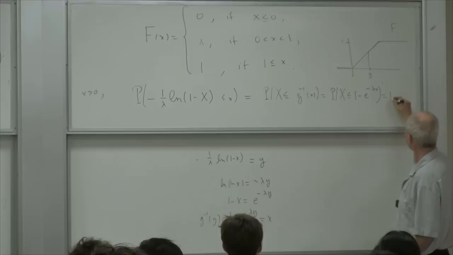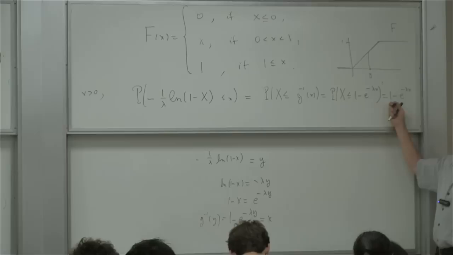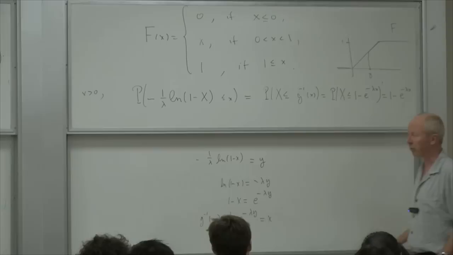Okay. What distribution function is that? That was the exponential. So if I start with a uniform random variable on the interval from 0 to 1, and I take this function of it, I get an exponential random variable.